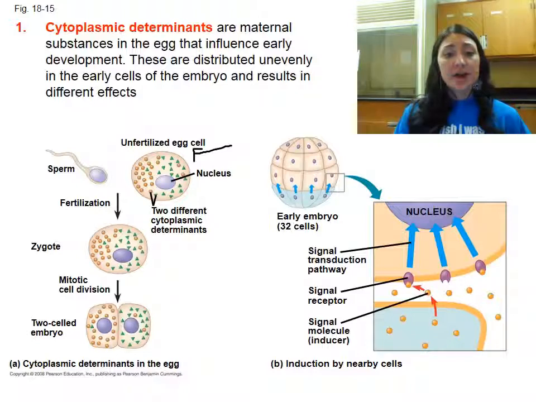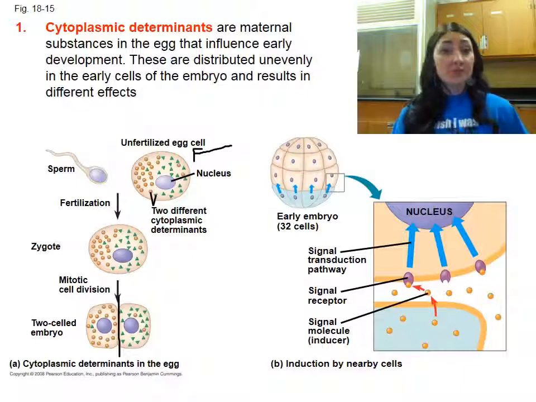So the nucleus divides, and when that cleavage furrow forms, notice that one side has more of those yellow dots and the other side has more green triangles. Well, they have a different distribution of cytoplasmic determinants, and that's going to be important when those cells start to develop and differentiate into different cells. They're going to get different signaling.